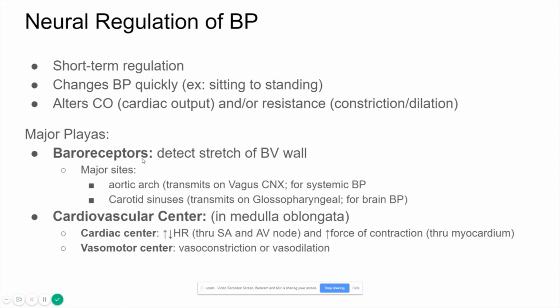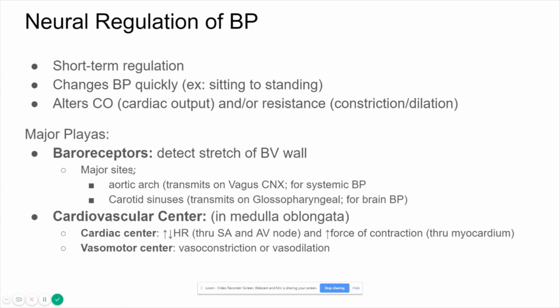The major sites of these baroreceptors are in the aortic arch, which transmits information along cranial nerve 10, the vagus nerve, and it's going to have a main effect on your systemic blood pressure. You have another baroreceptor in the carotid sinus, which transmits on cranial nerve 9, or glossopharyngeal nerve, and that mainly controls blood pressure to your brain, which is super important because you need that to be alive and conscious.